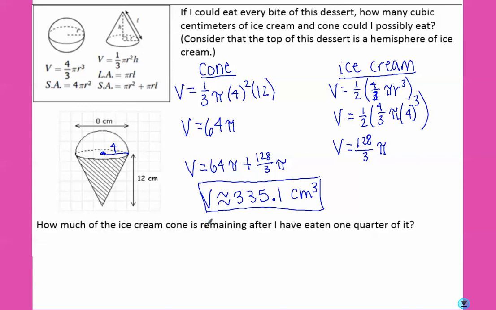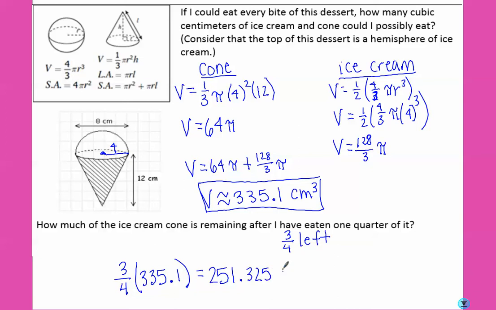How much of the ice cream cone is remaining after I've eaten 1/4 of it? If we've eaten 1/4, that means there's 3/4 left. So let's find out what 3/4 of 335.1 is. That leaves us with 251.325 cubic centimeters.